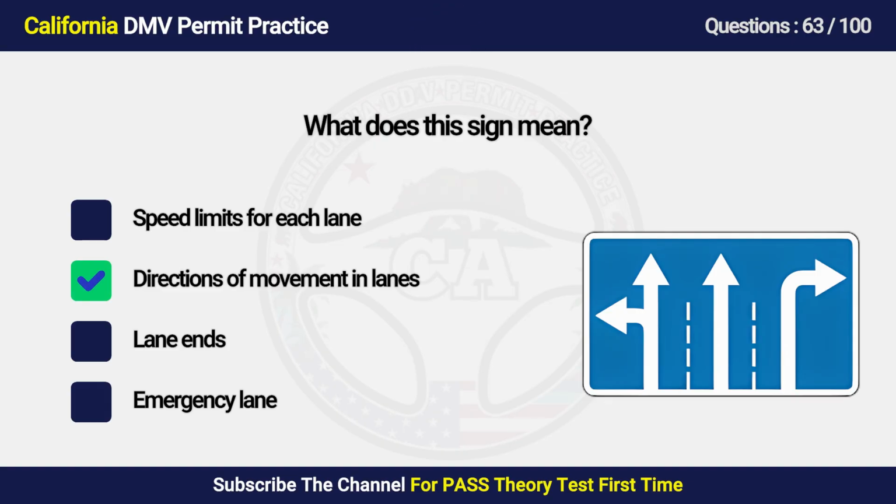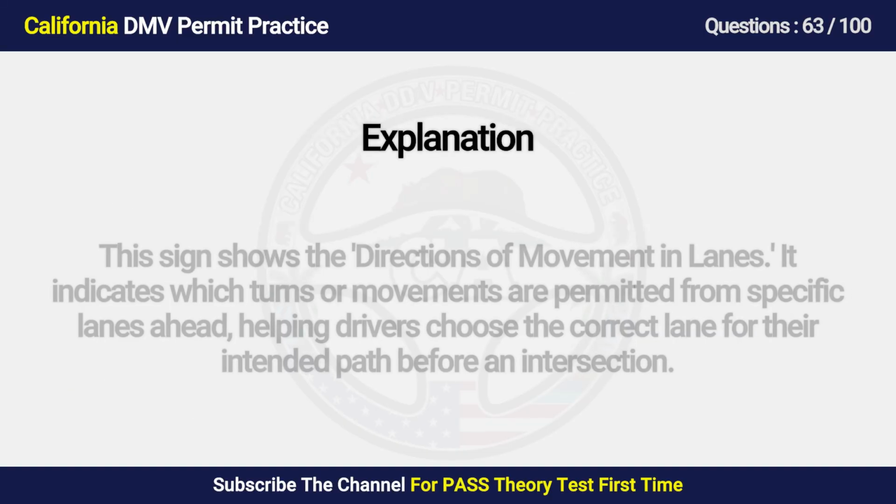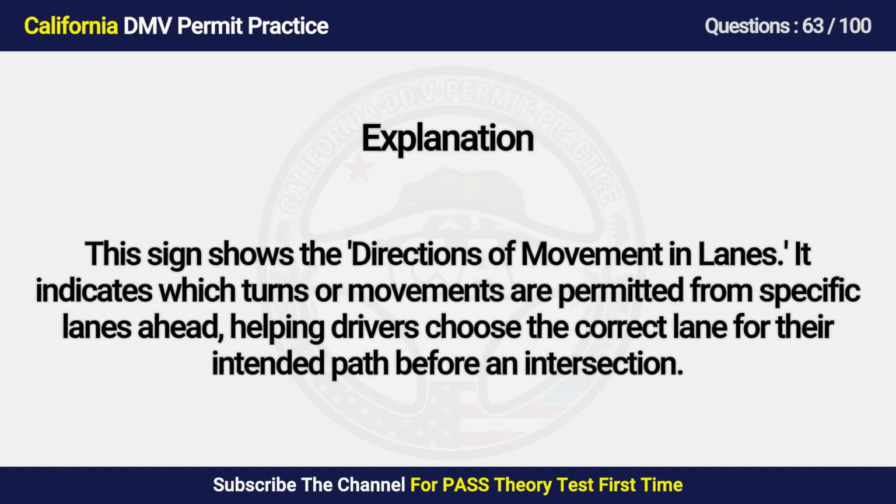Answer is B. Of movement in lanes. This sign shows the of movement in lanes. It indicates which turns or movements are permitted from specific lanes ahead, helping drivers choose the correct lane for their intended path before an intersection.